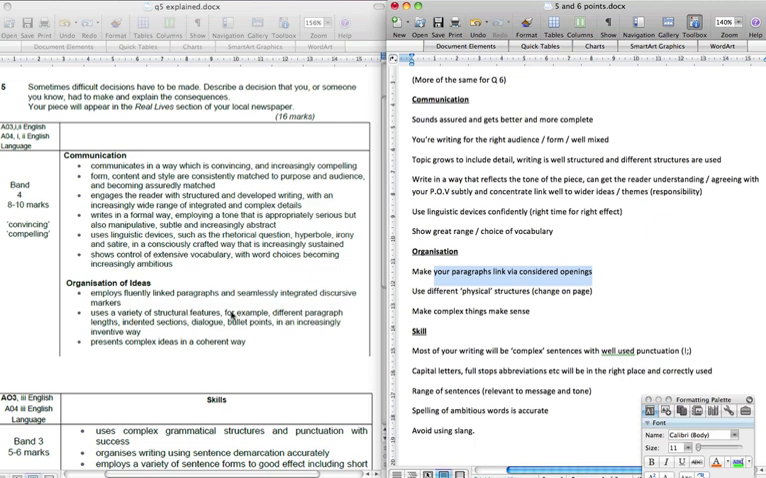Uses a variety of structural features, for example, different paragraph lengths, indented sections, dialogue, bullet points, in increasingly inventive ways. Okay, so this is probably one of the areas that's most missed, actually, a place to actually get points, because it really stands out off the page. So basically what you're looking at here is you're actually making a physical change on the page.